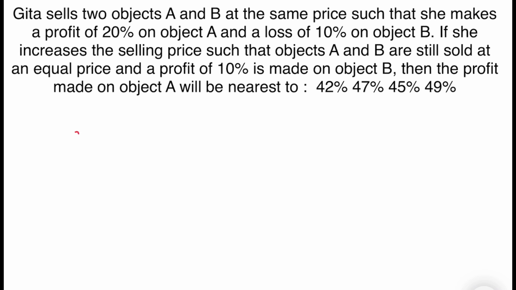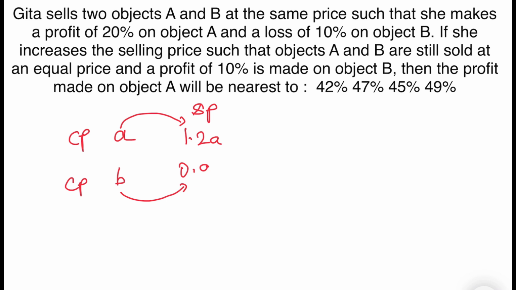Alright, let us suppose that the cost price of the product A was A rupees and the cost price of product B was B rupees. Now, there is a profit of 20% made on product A, right? So the selling price of product A will be 1.2A, and there is a loss of 10% on product B. So the selling price will be 0.9B.